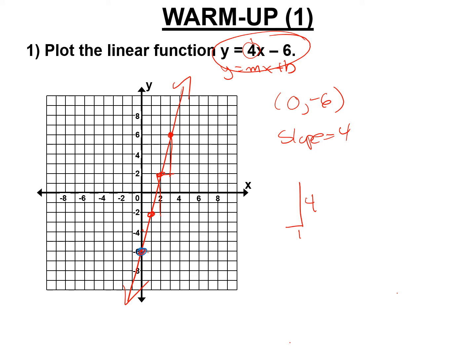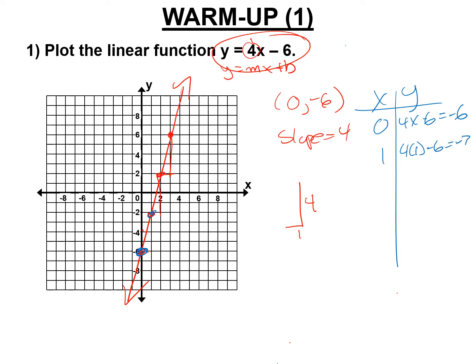Like 0, negative 6 makes it true, or as in, let's just show you that, right? When x is 0, 4x minus 6 equals negative 6. 0, negative 6 is on this line. And when x is 1, 4 times 1 is 4, minus 6 is negative 2. And so 1, negative 2 is on this line.